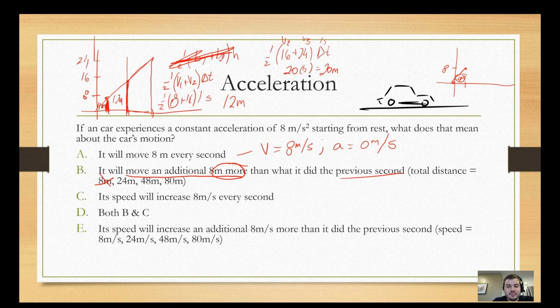For C, we're told its speed will increase 8 meters every second. That's true, right? That's the definition of acceleration. Can't be D, as we just showed there, that B isn't quite right. And then E, its speed will increase an additional 8 meters per second more than the previous second. So that can't be true. That would require our acceleration to not be constant, which is not the case here. All right, let's keep going.